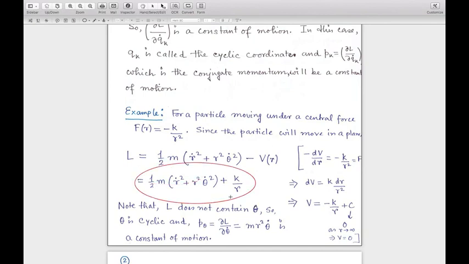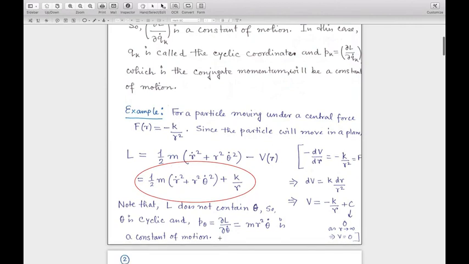Now observe that L does not explicitly contain theta, although it contains theta dot. For r we don't have any such story, because both r and r dot appear in the expression of the Lagrangian. So theta is not there, but theta dot is there. That's why theta is a cyclic coordinate, and p_theta, which is nothing but ∂L/∂theta dot, is equal to m r squared theta dot, is the conjugate momentum of theta and is a constant of motion.